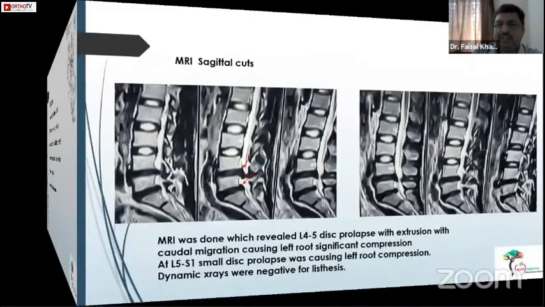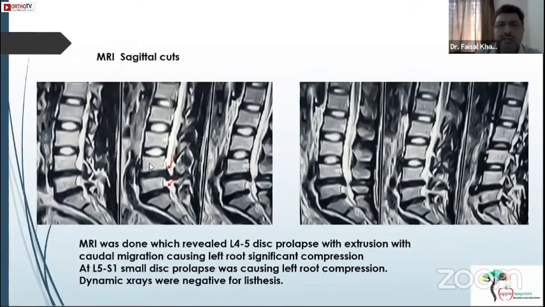These are the MRI images. This is the sagittal cut, showing a large extruded disc prolapse with caudal migration, causing significant left-sided root compression at L4-5 level. There was also a small disc at L5-S1, which was causing compression on the left S1 root. Dynamic X-rays were negative for listhesis.